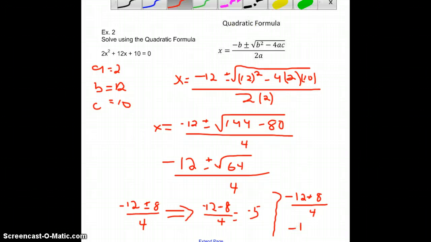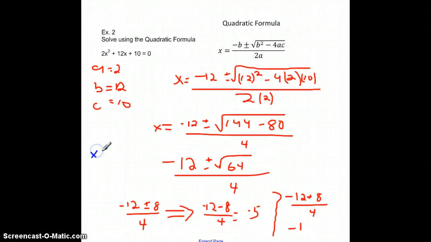So what we end up with here then is we'd say our x-intercepts, or x equals negative 5, negative 1. So again, if we graphed this equation, y equals 2x squared plus 12x plus 10, the x-intercepts would be negative 5 and negative 1. That's essentially what it's finding out. Okay, so that's how you use the quadratic formula. It is a little bit long. You've got to work through it carefully.